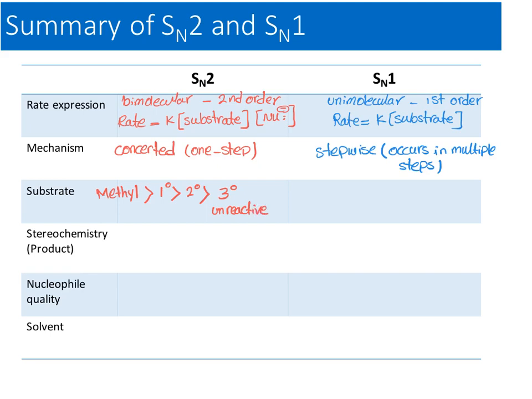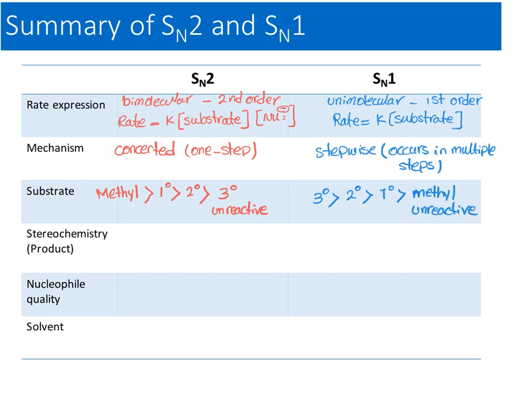However, for SN1 reaction, we have the opposite order. So it is fastest with tertiary, then secondary, primary, and methyl at the end. So basically methyl is unreactive in SN1 mechanism.